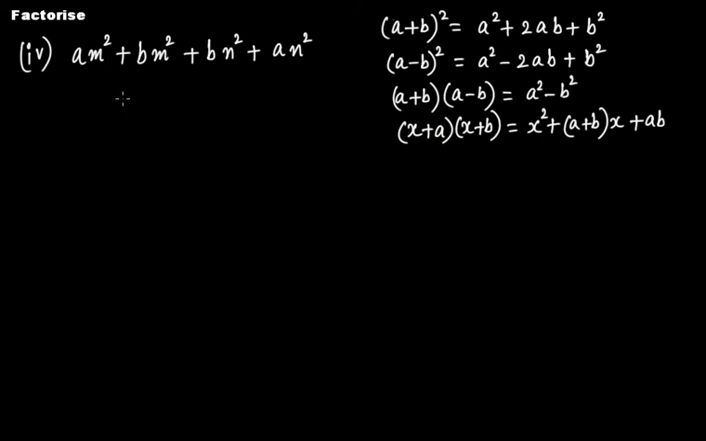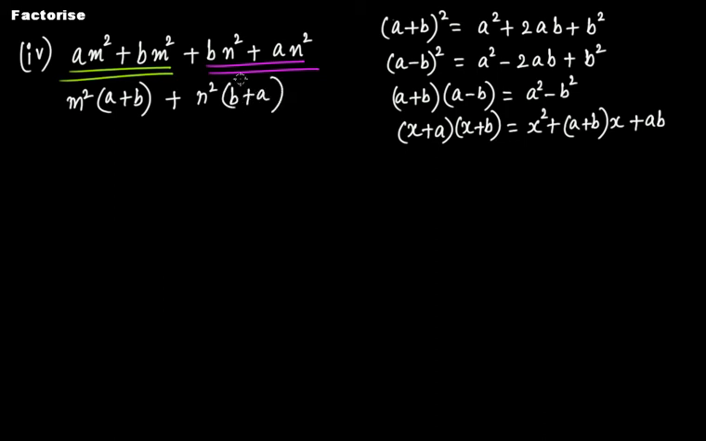Here you have am squared plus bm squared plus bn squared plus an squared. Okay, pay attention to these two terms and then these two terms. In this case, if you take m squared outside and within the bracket you write a plus b, then this plus sign, if you take n squared outside and you write b plus a, right? Now this b plus a can be written as a plus b because b plus a is equal to a plus b. And why are we doing this? Because we want this a plus b as a common factor in these two terms.